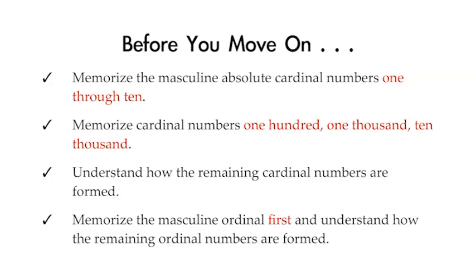Finally, memorize the masculine ordinal number first, being rishon, and then understand how the remaining ordinal numbers are formed with the different hireq yods added in the middle and at the end of those ordinal numbers. That brings us to the conclusion of Chapter 11, Hebrew Numbers, and the conclusion to Section 2 in the grammar that deals with Hebrew nouns and nominals.